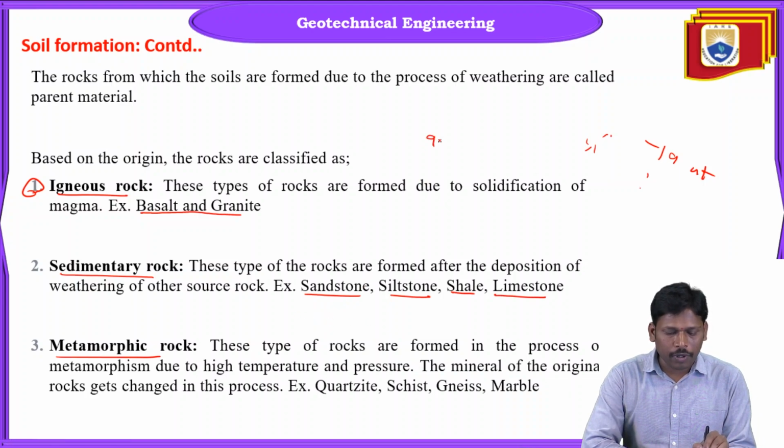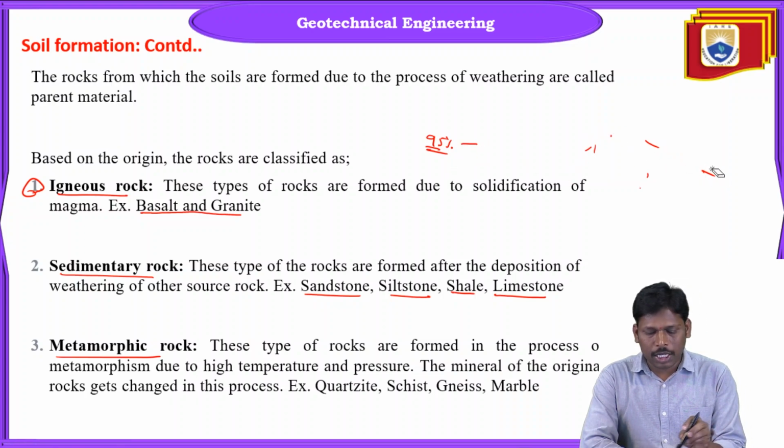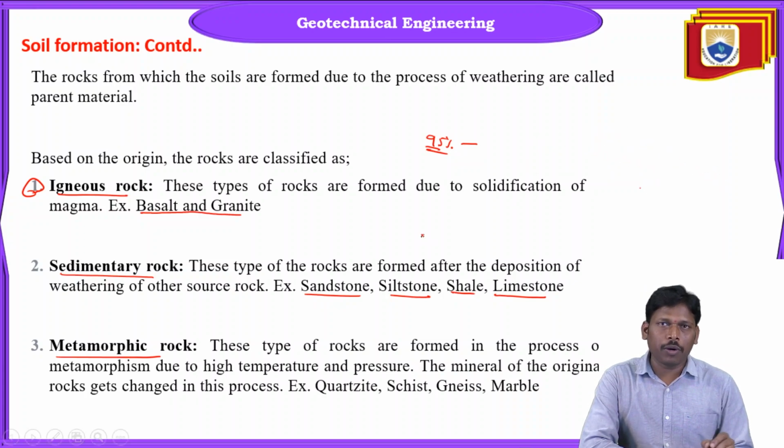95% of the rocks are igneous only. So suppose you take some igneous rock; after disintegration of that igneous rock, another new deposit will form. That might be a sedimentary rock. And metamorphic rocks are formed in the process of metamorphism due to high temperature and high pressure.